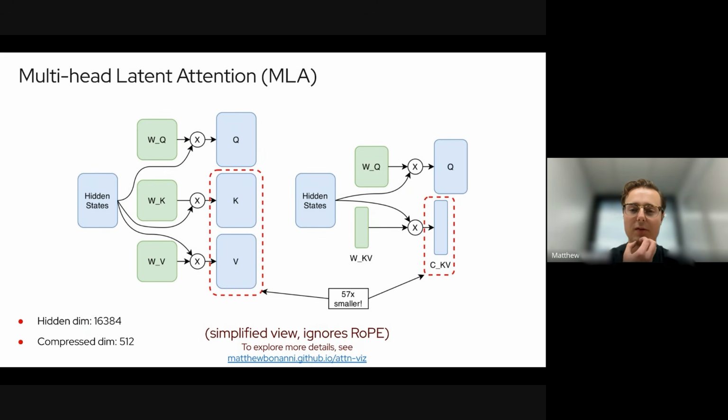MLA is what you have on the right. You have a WQ tensor to get your Q tensor. But instead of having separate K and V tensors, you just have a single WKV that projects into a low dimensional CKV, so you just have one KV representation. In the bottom left, you can see our hidden dim on a classic MHA, the equivalent would be about 16,384. We're compressing that into just a dimension of 512.